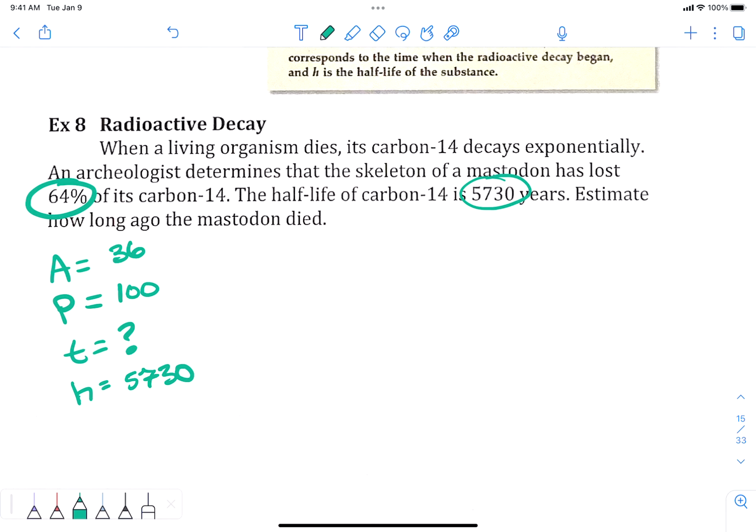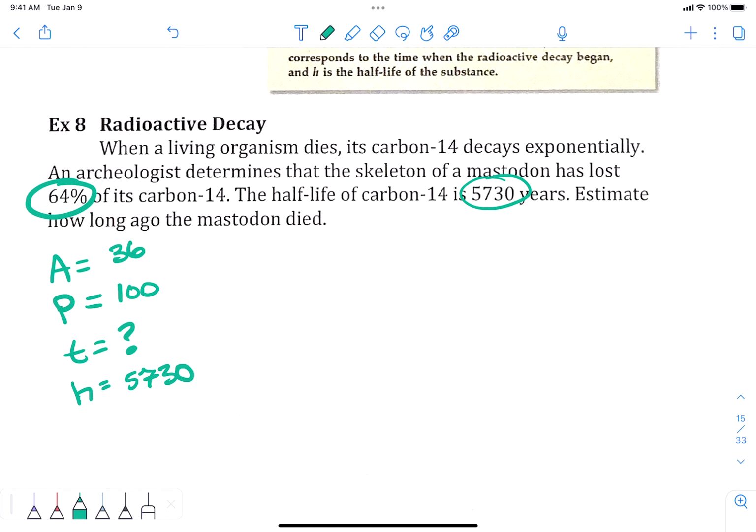Why? Well, 100 is because of the percent. It's the maximum. Where do we get 36 from? We're making up those numbers. We could have made up any numbers, but if we know that 64% has decayed, and we start with 100, 100 minus 64 is 36.